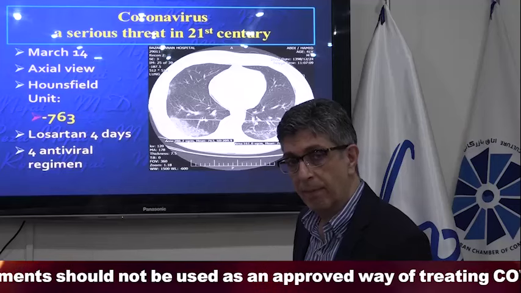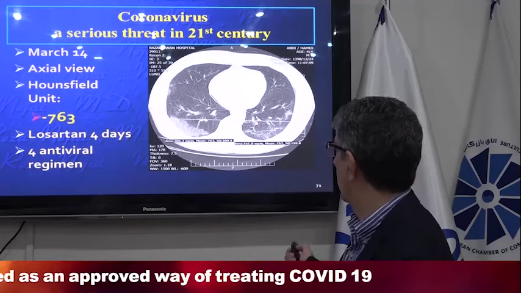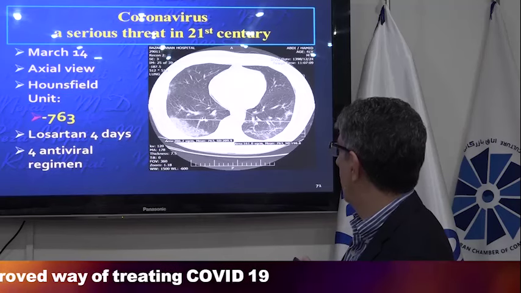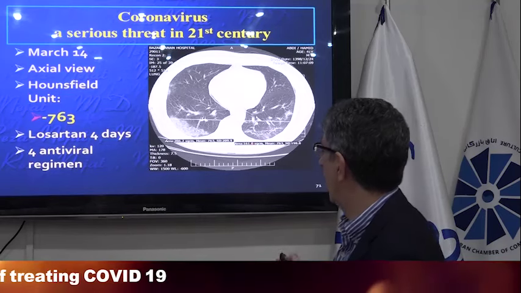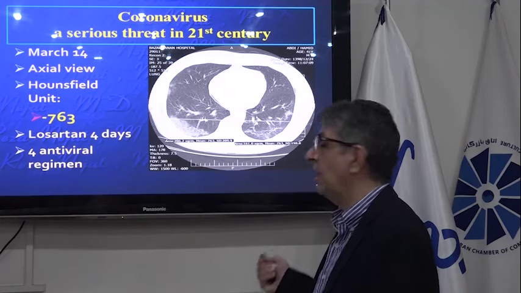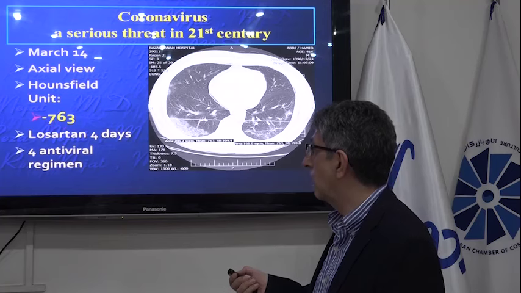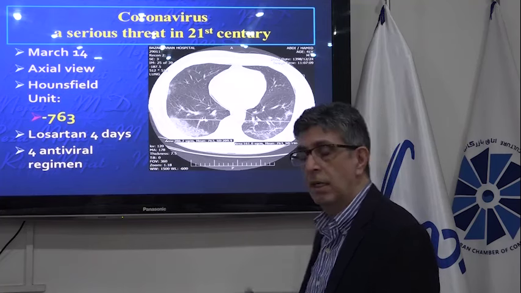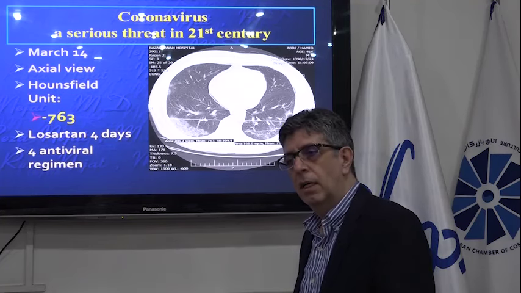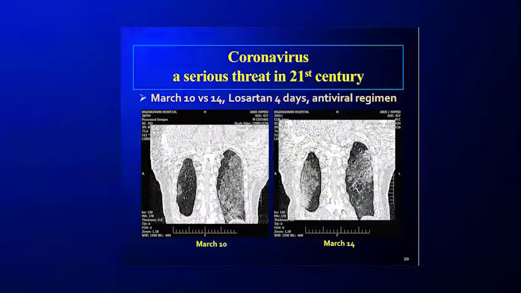But we have here something else. Though the mean Hounsfield unit of the right lung, with resolving of its consolidation here, is once again -763. Can Losartan do something for these patients? According to this slide, it might not. But I use another measure.